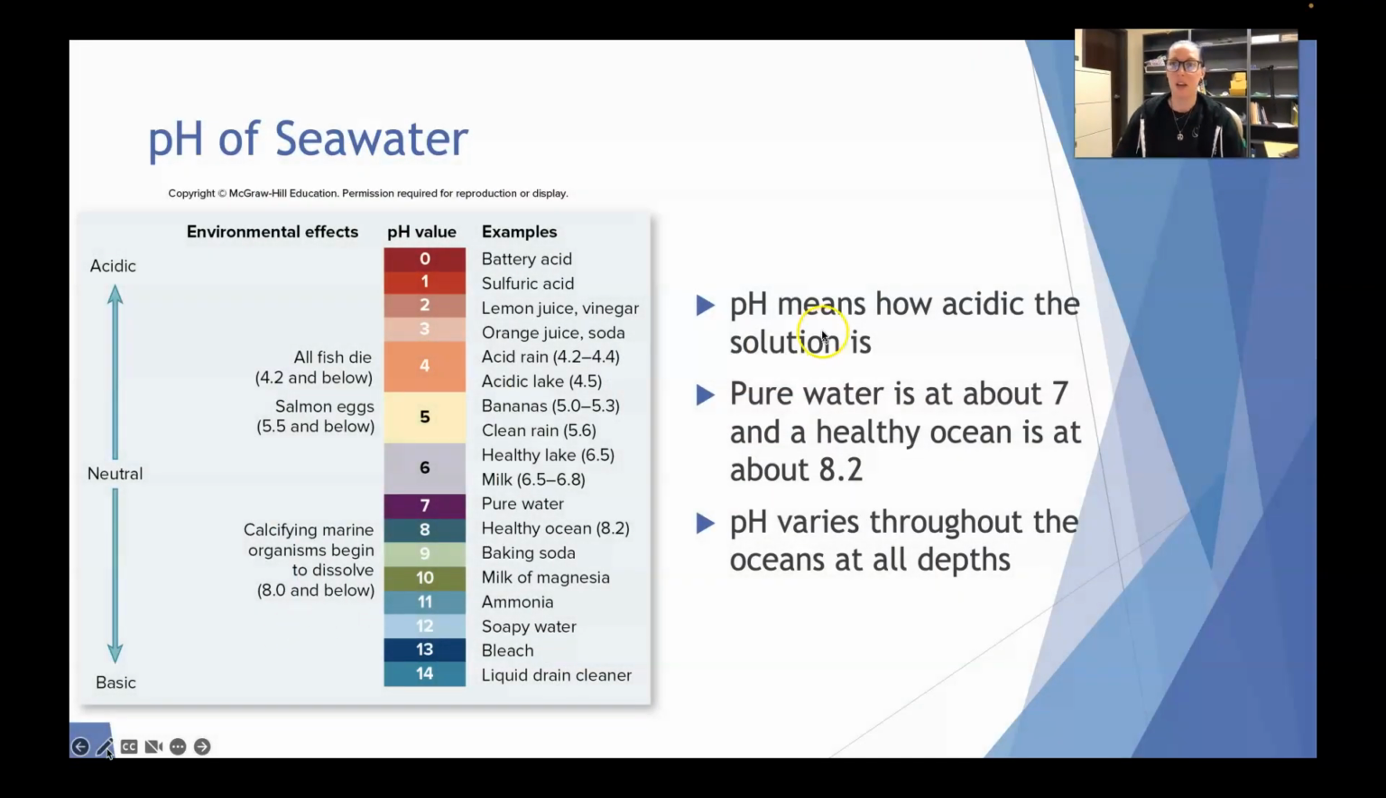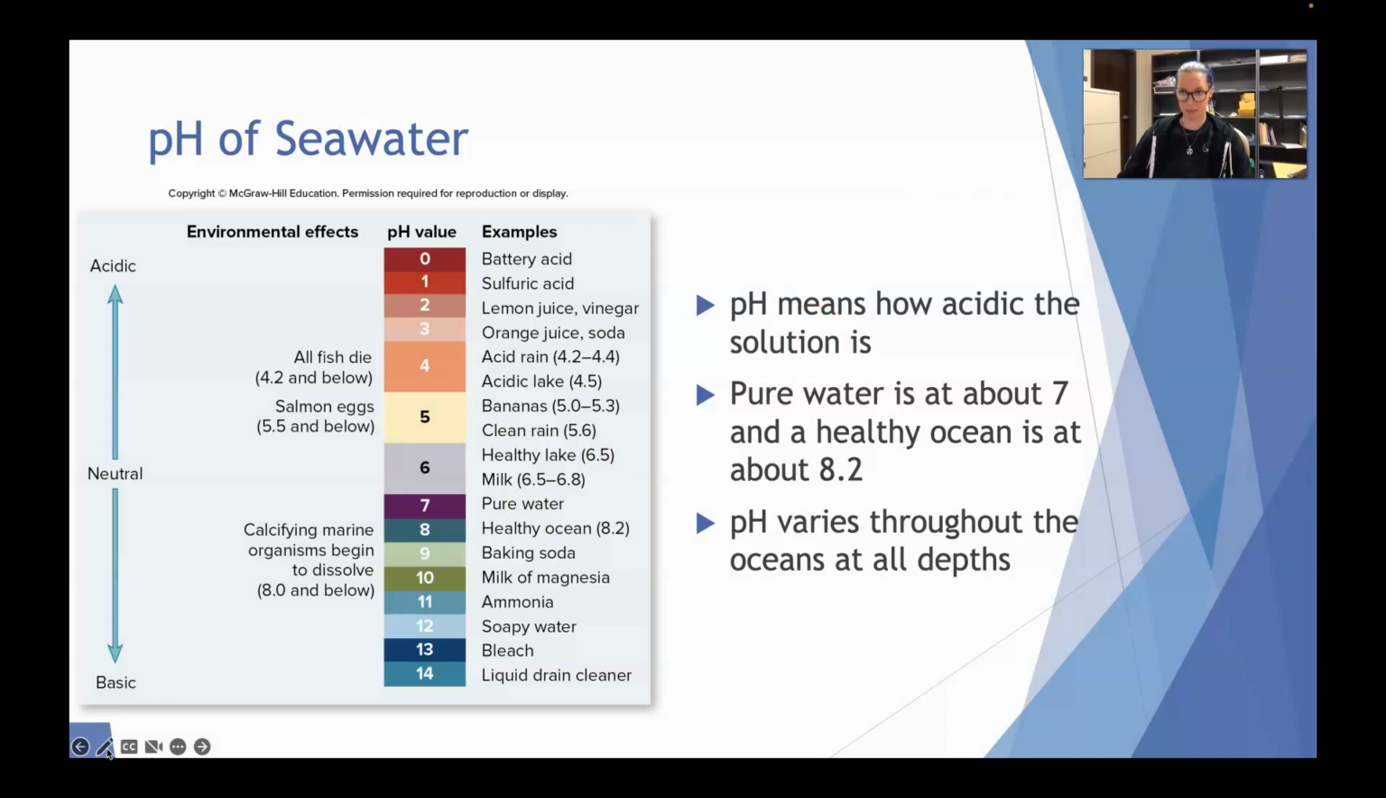So when we consider the pH scale, it goes from 0 to 14, with 0 being very acidic and 14 being very basic. So here is a graph showing the pH of seawater and showing how acidic something is or is not. So pure water is right here in the middle. So that's about 7. And if we were to consider a healthy ocean, it is at about 8.2.